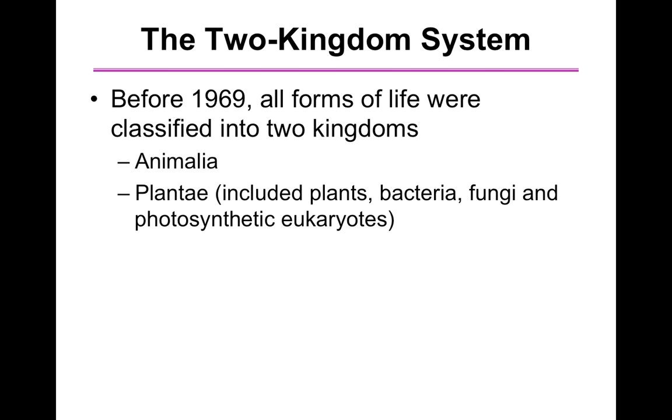The two kingdom system: the two kingdoms are Animalia and Plantae. Before 1969, all forms of life were classified into these two. Plantae included plants, bacteria, fungi, and photosynthetic eukaryotes.